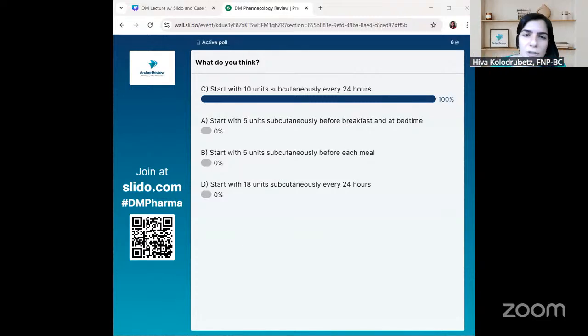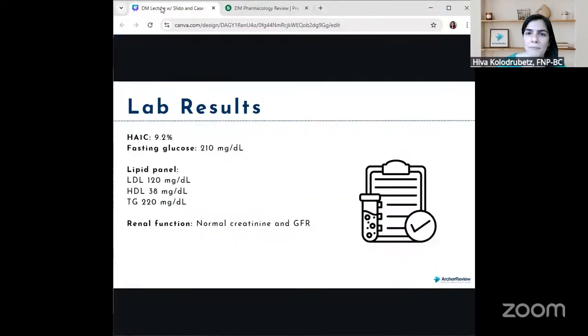He also is doing a really good job of checking his blood glucose levels at home, and they are consistently high, with fasting blood glucose levels averaging between 180 to 220. Throw in the chat for me, what do you think those fasting blood glucose levels should be based on the ADA?